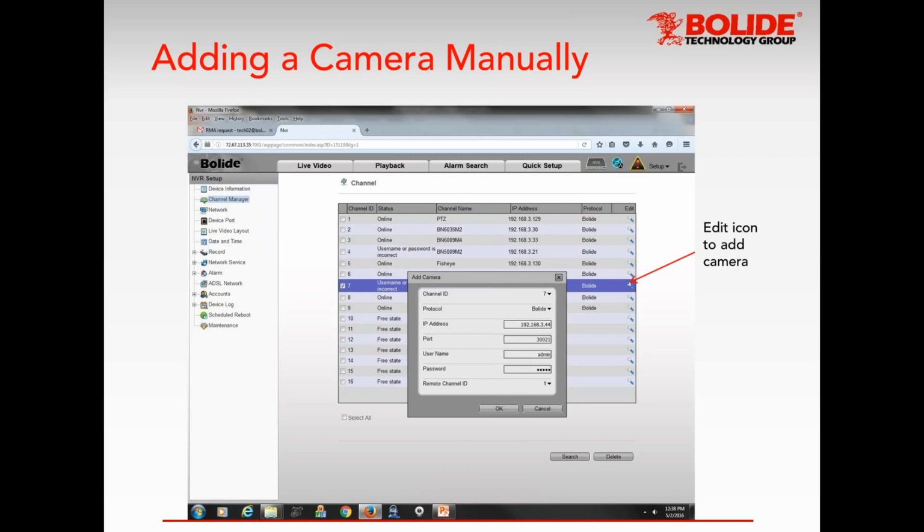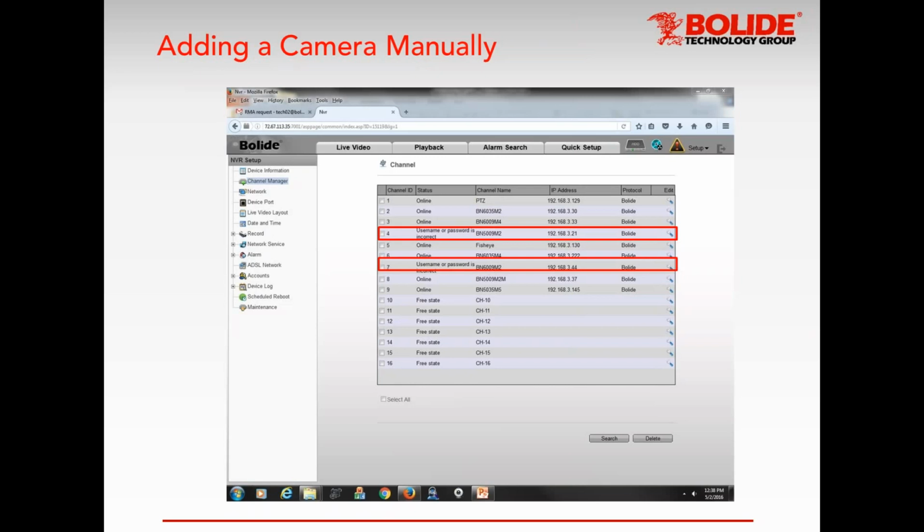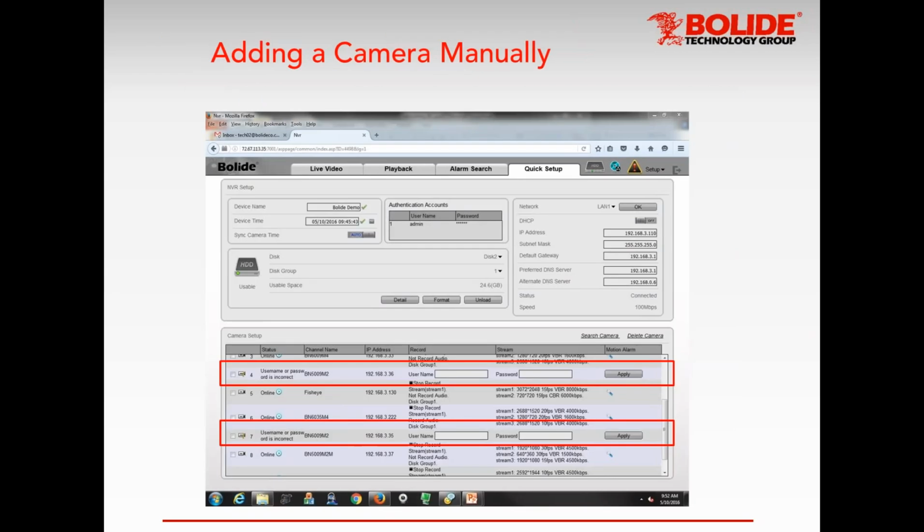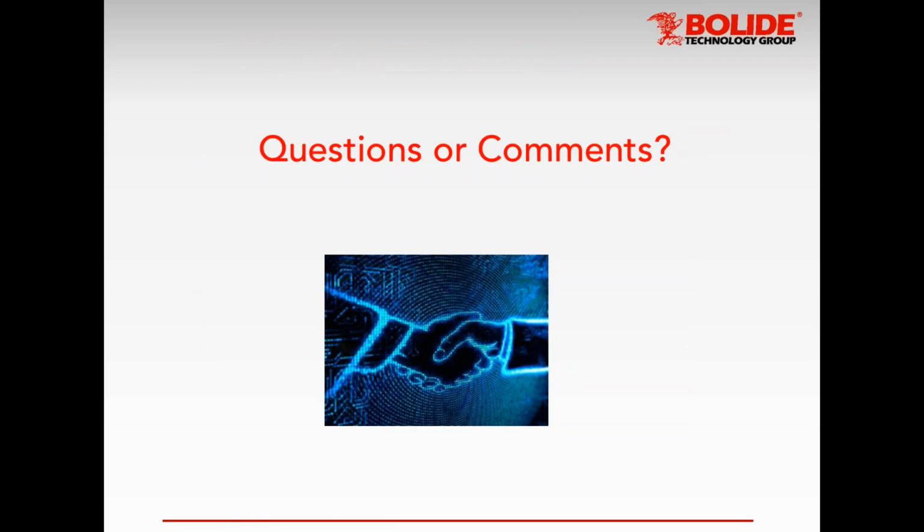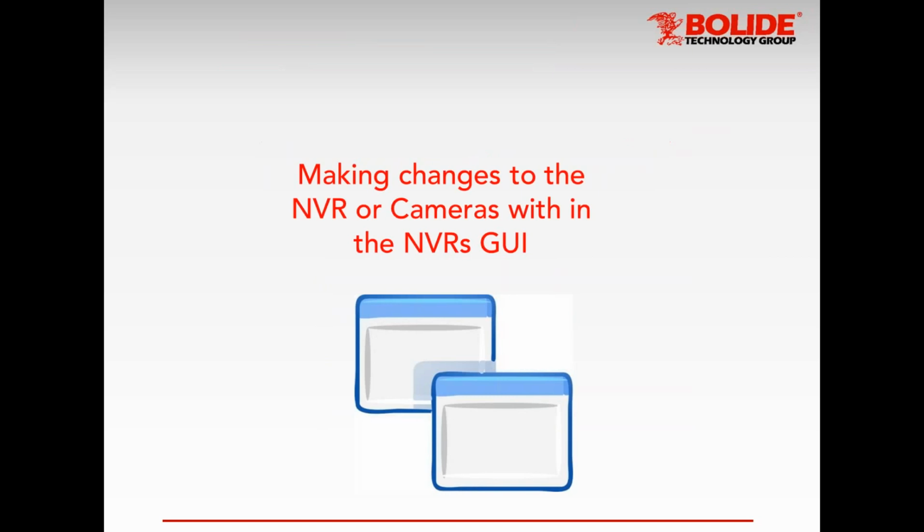So once this information is added, we can hit OK, and again, it's now added to our NVR. Very simple. We try to make this process as easy as we can for anybody who's using our system. And just like the other search, manually we added it. It was that easy. Any questions? Okay. All right, let's move on.